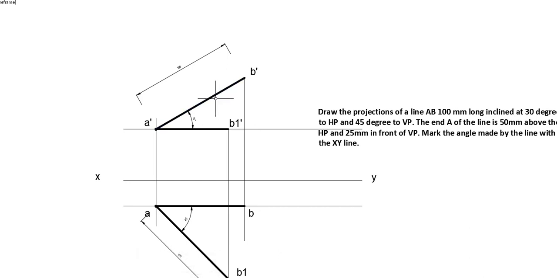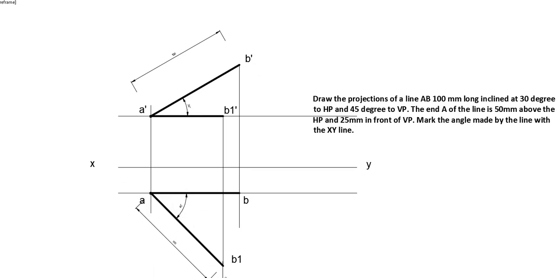The next thing that you should know is that in the first case we had assumed that it is inclined to HP and parallel to VP. In the second case we had assumed that it is inclined to VP and parallel to HP. Now in both of these cases we will introduce the inclination with the opposite plane. That is what we are going to do.